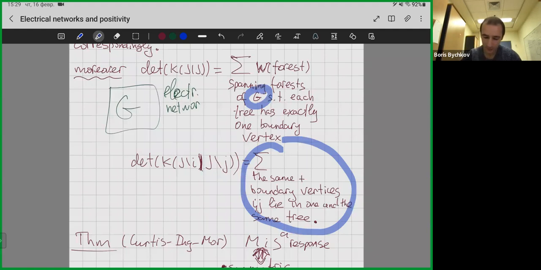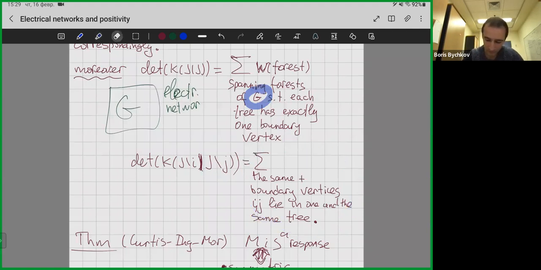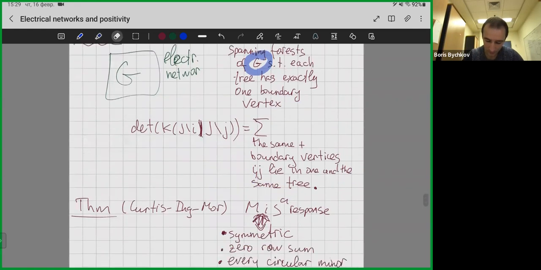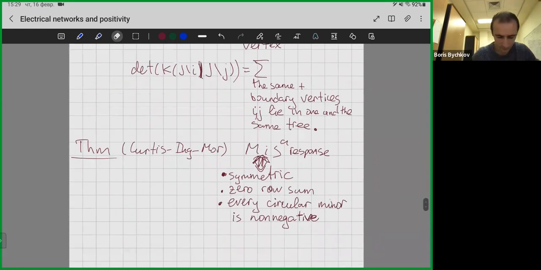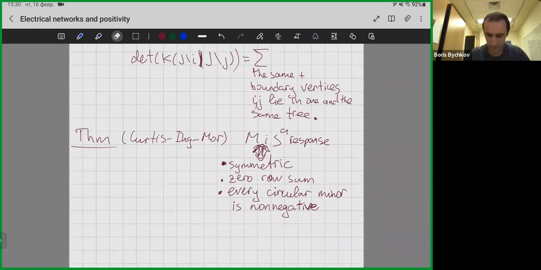Yeah, and also this theorem of Curtis, Ingerman, and Morrow: M is a response matrix if and only if M is symmetric, has zero row sums, and every circular minor is non-negative. And we discussed what a circular minor is. It is a combinatorial notion, some subsets of minors should be non-negative.